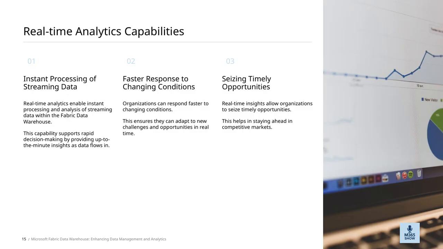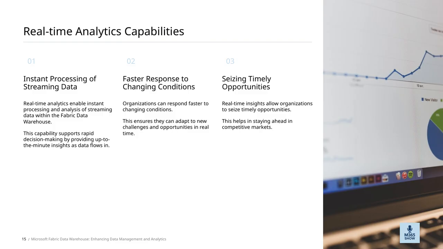Now, let's talk about the power of real-time analytics capabilities within Microsoft Fabric Data Warehouse. When we have real-time insights, organizations can identify and seize timely opportunities, which is crucial in today's fast-paced markets. This ability helps companies stay ahead of the competition by acting quickly on emerging trends or issues. Seizing these opportunities allows organizations to respond faster to changing conditions, whether it's market shifts, customer preferences, or operational challenges. This agility is essential for maintaining a competitive edge.